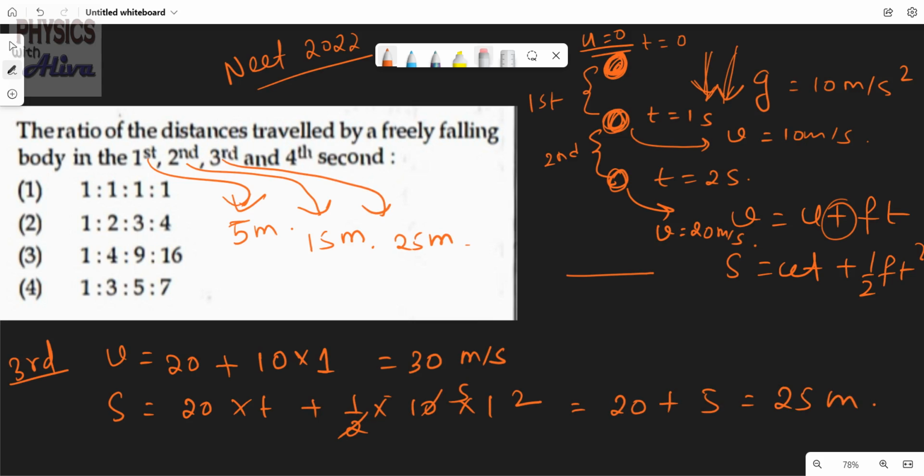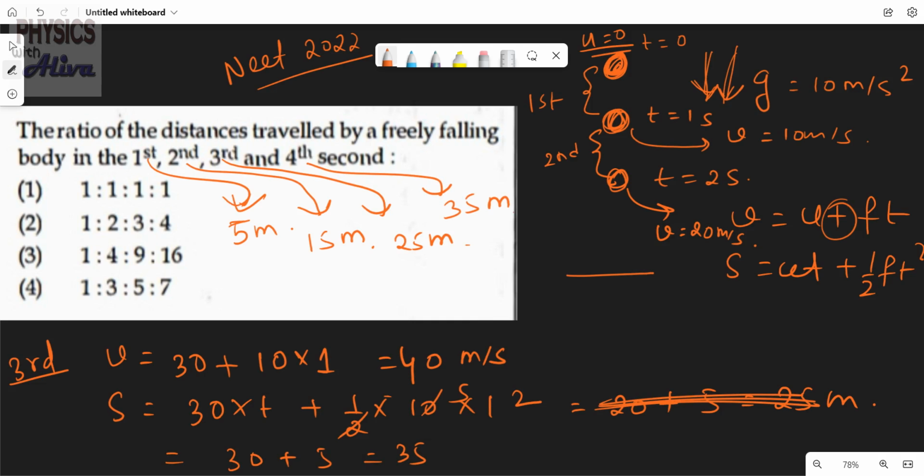And for the fourth second these values will change. For the fourth second, the initial velocity will be 30 and the result will be 40. I am erasing this and writing it again. The result will be 40, and here the initial velocity is 30. So here we will write 30 plus 5. This will be 35. So the distance traveled in the fourth second is 35 meter.